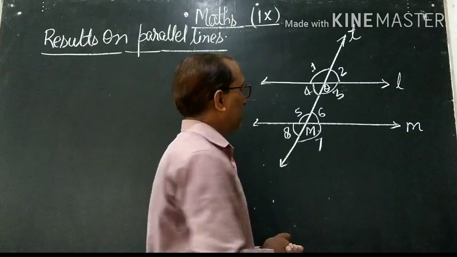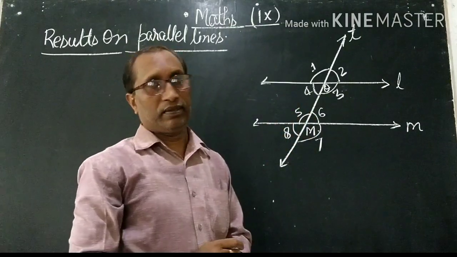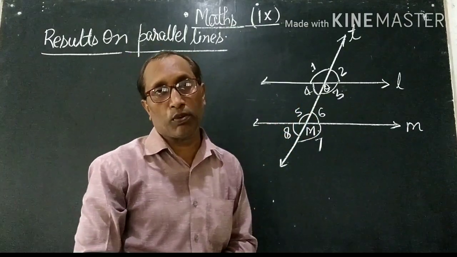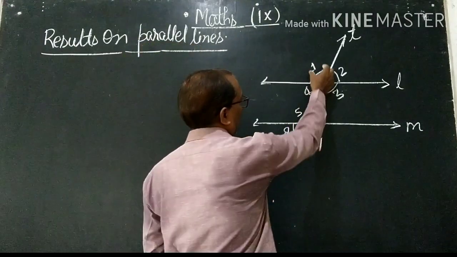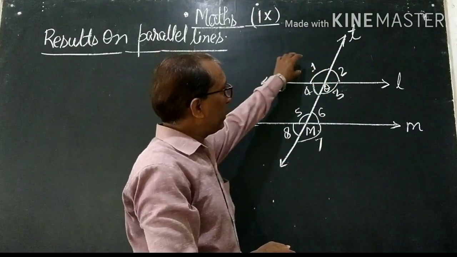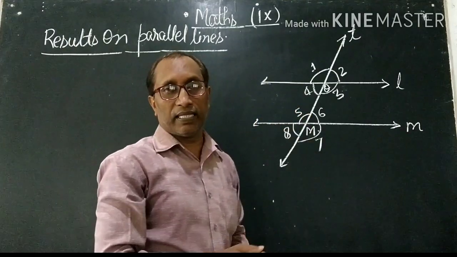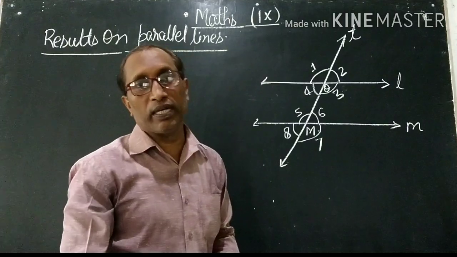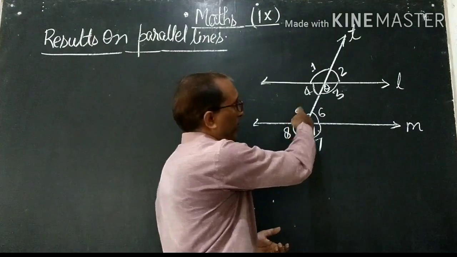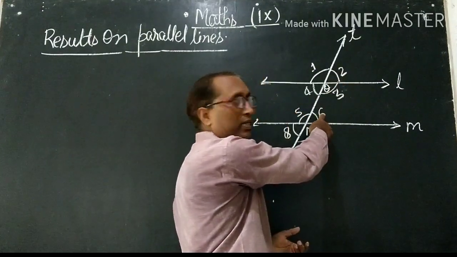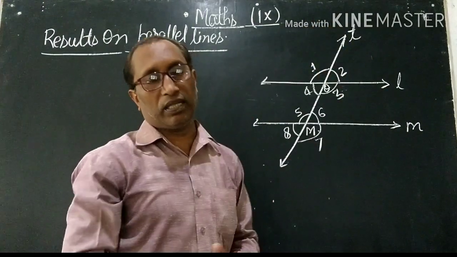Corresponding angles: angle 1 is corresponding to angle 5. Means 1 and 5 are corresponding angles. The angles whose directions are the same, but one angle is exterior and the second angle is interior, that is known as a corresponding angle. Angle 1, angle 5 are corresponding angles. Angle 2, angle 6 are corresponding angles. Angle 4, angle 8 are corresponding angles. Angle 3, angle 7 are corresponding angles.